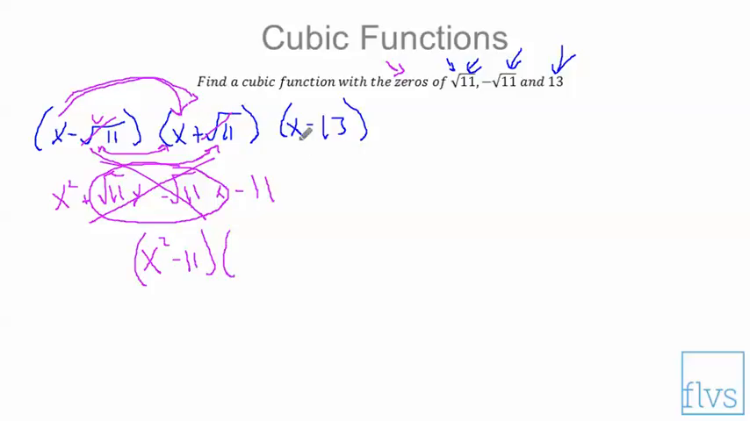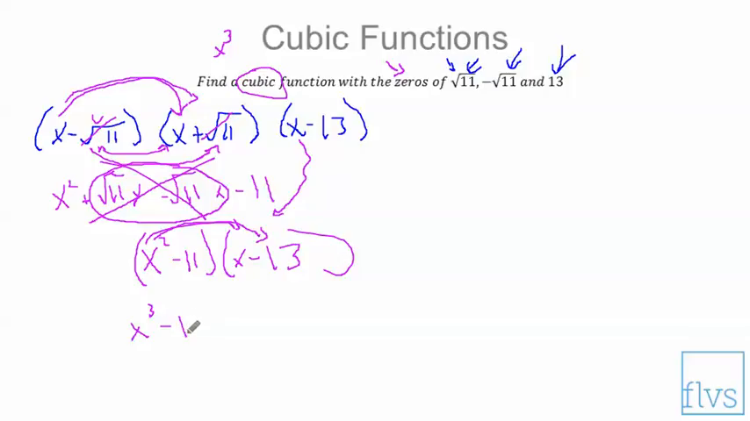Then I'm going to multiply that by this other one over here, the x minus 13. We got to do all of it, which makes sense because we're looking for a cubic function. So remember, cubic is anything to the third power. So x squared times x is x cubed. X squared times negative 13 is negative 13x squared. Negative 11 times x is negative 11x. And negative 11 times negative 13, please keep in mind negative times a negative is a positive, will give me positive 143.